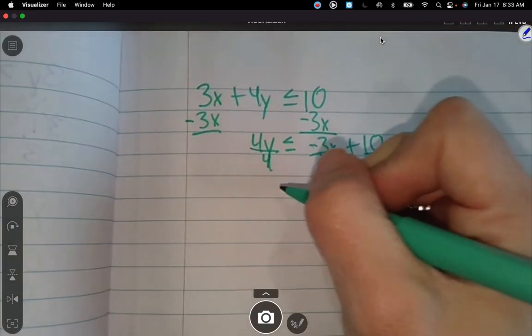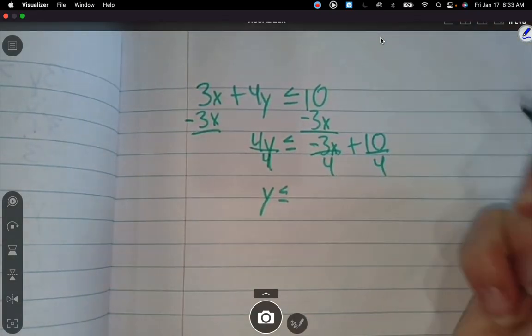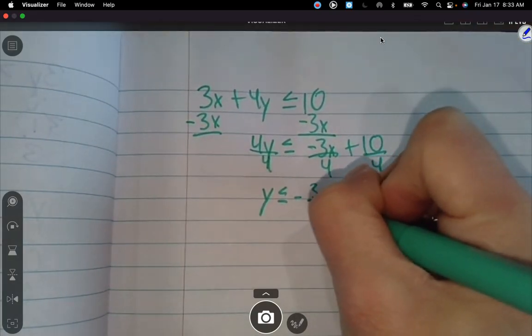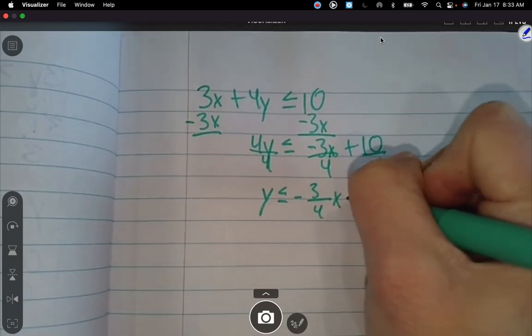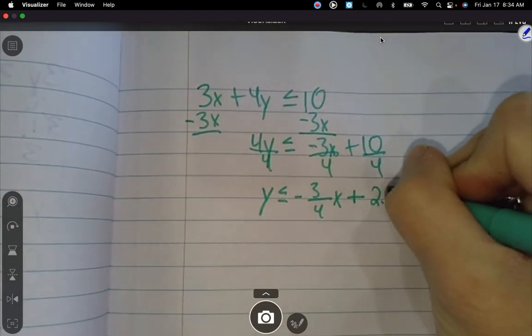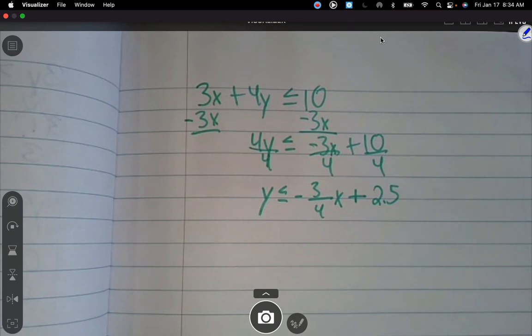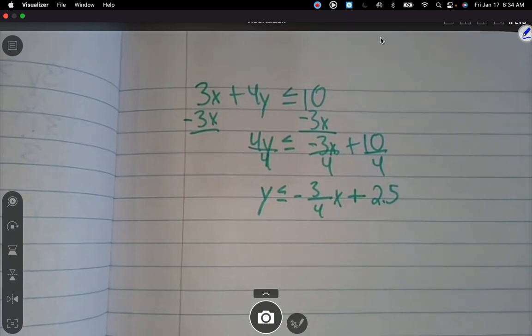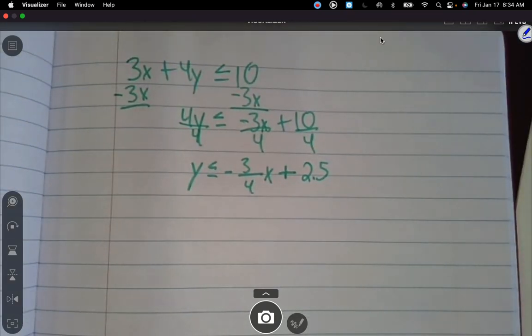All right, this is going to be y is less than or equal to negative 3/4 x. And what in the world is 10 divided by 4? 2.5. Is everybody okay with that? Yeah. So if I get my graph, let me get a little graph stamp, and I'll show you how to graph it. You can graph a decimal. It's not the easiest thing in the world, but you can graph it.